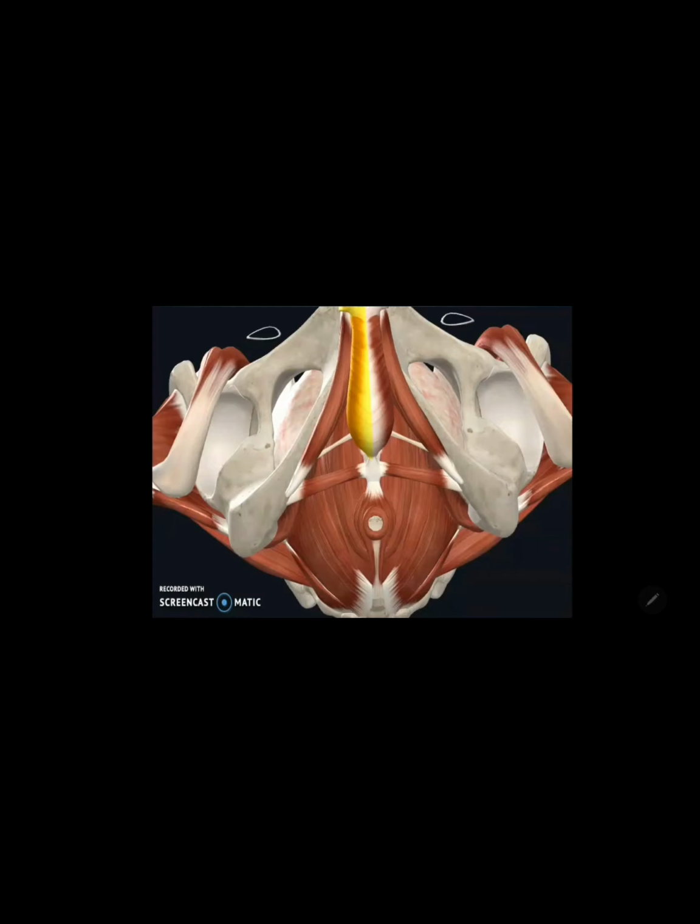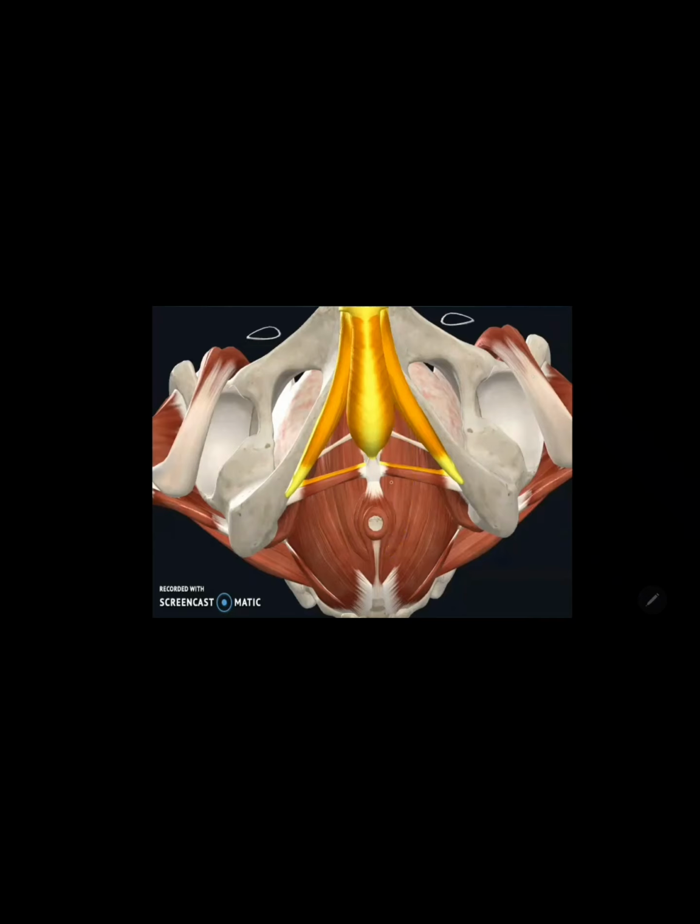When you observe the urogenital triangle of the male perineum, you are seeing these perineal muscles: bulbospongiosus, these are ischiocavernosus. Here you are seeing the superficial transverse perineal muscle, and here the deep transverse perineal muscle.